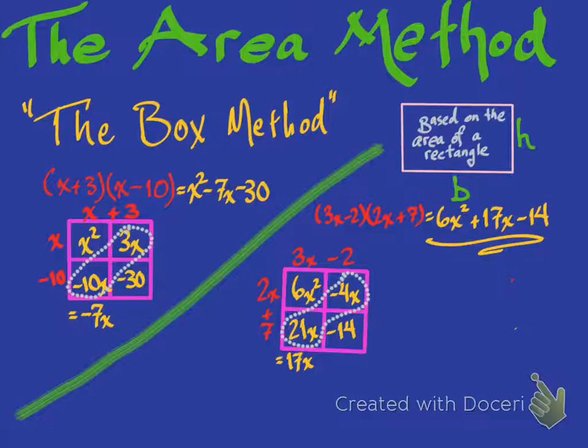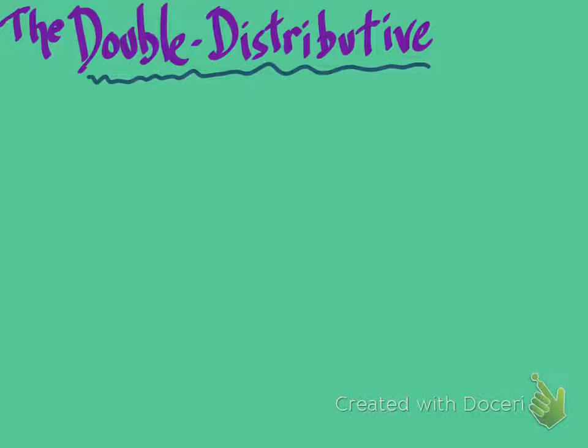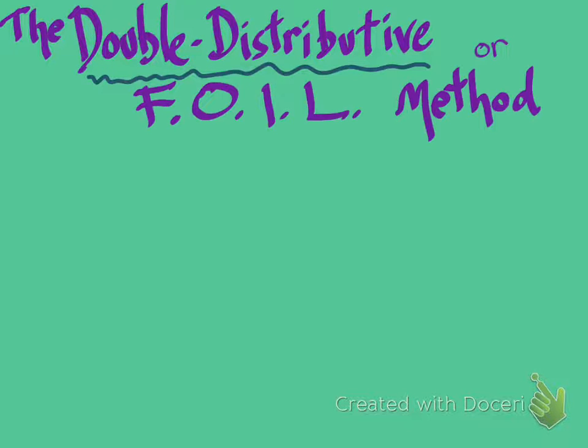All right, the next method is sometimes called the double distributive method, sometimes called the FOIL method. Let me show you how this one works. We're going to take two binomials, in this case 2x plus 5 times x plus 9, and double distribute. The distributive property is when you take a number times a quantity, like 2x times x plus 9. What we're going to do is multiply each part of that separately.